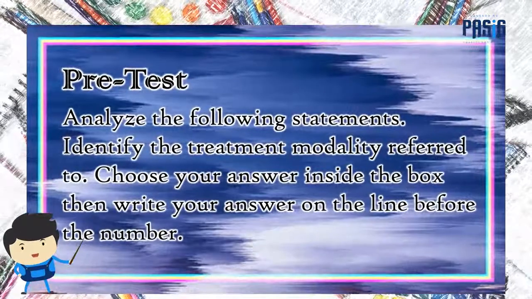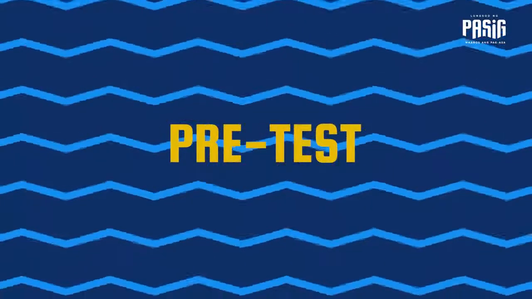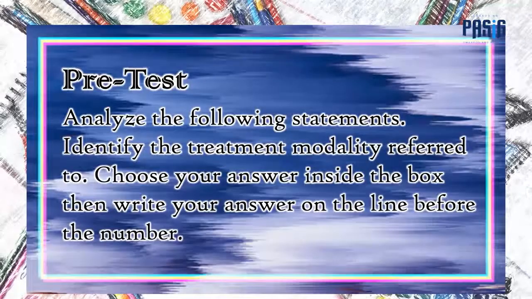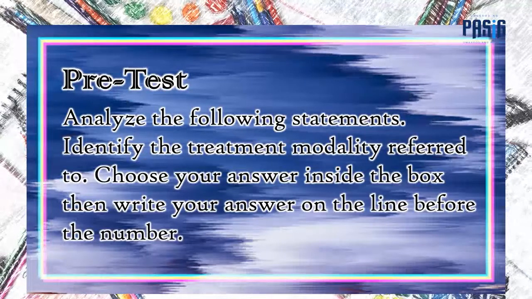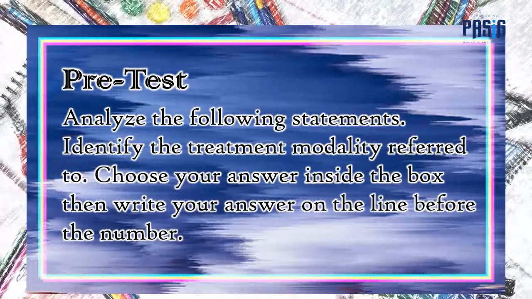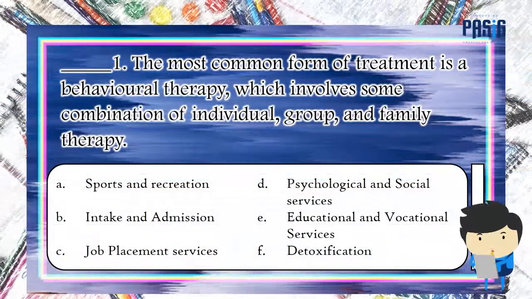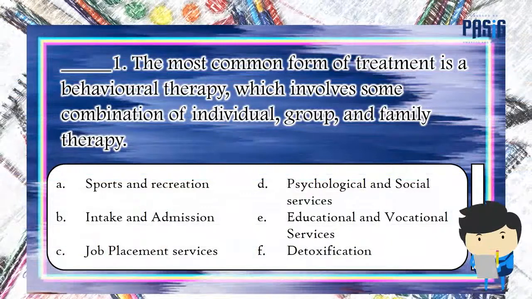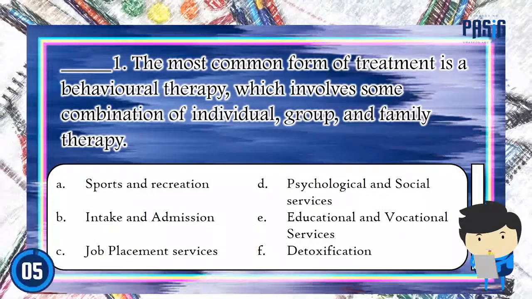But before we proceed to our discussion, let's answer this pretest. Analyze the following statements. Identify the treatment modality referred to and choose your answer inside the box. Then write your answer on the line before the number. Number 1. The most common form of treatment is behavioral therapy, which involves some combination of individual, group, and family therapy.